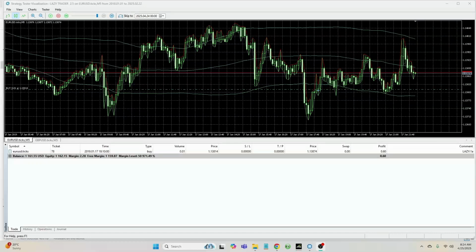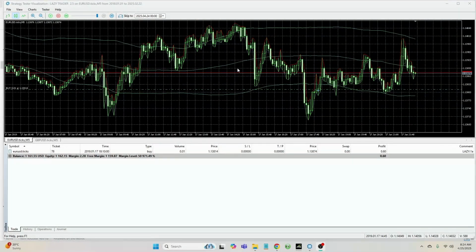This is one bonus expert advisor called Lazy Trader 2.5. And we're just going to get right into this and explain how this works. We have an SMA 100 right here in this green line. It's kind of hard to see here. And we have two pairs of symbols: Euro USD and British Pound USD.